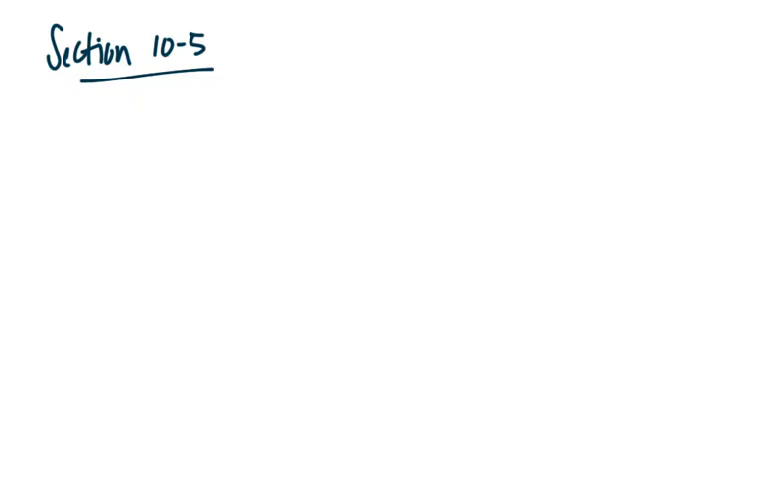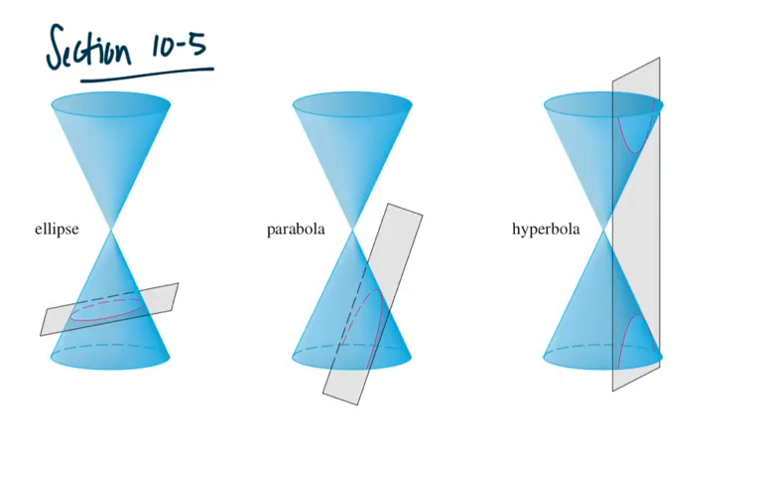So let's do a brief overview. These are called conic sections or conics because they result from intersecting a cone with a plane. So you can see we have an ellipse, a parabola, and a hyperbola. A parabola is defined as the set of points on a plane that are equidistant from a fixed point called the focus and a fixed line called the directrix.